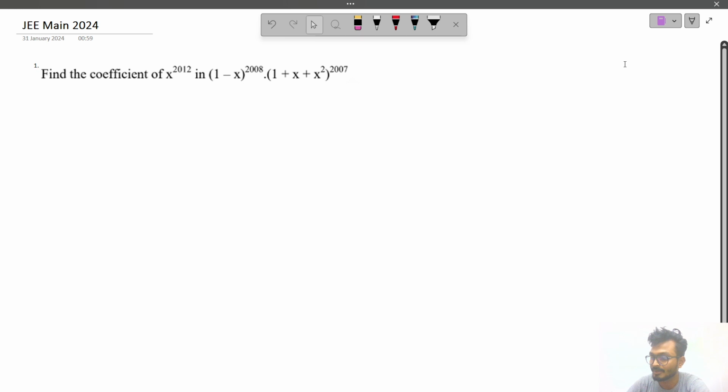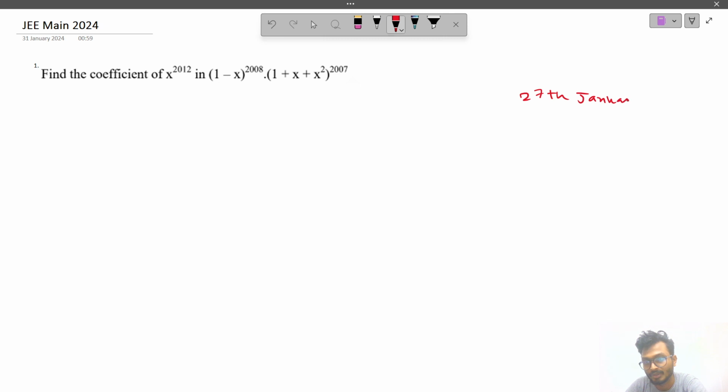Today I will explain some questions, and these questions were asked in 2024 JEE Main, the second shift on January 27th. So this is the 27th January second shift question paper. Let's solve these questions. There are 5 questions I will solve.